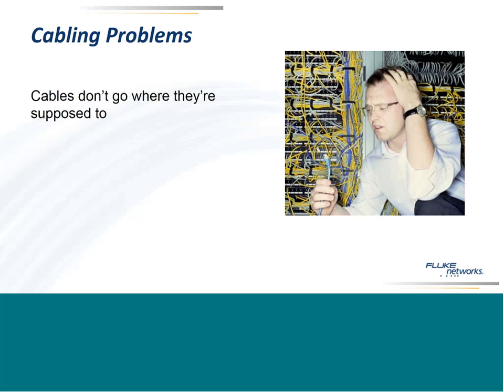Now, actually, a lot of our testers can help you with that because they have identifiers that you can plug into, say, the patch panel or the office, and then go around and plug into the other end and see, well, which one is that? Wait a minute, I thought I plugged number 2 into that jack, but this one says it's number 5. So we can help you troubleshoot that problem, but it is the biggest problem that people have with cabling.